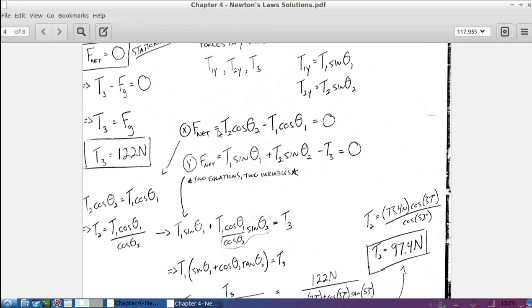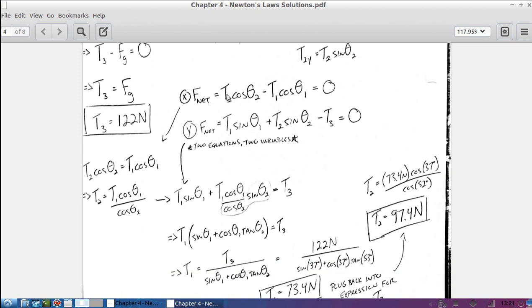So I'm going to take F net in the x direction. You could solve it for T1 in terms of T2, or you can solve it for T2 in terms of T1, whichever you want to do. I'm going to solve it for T2, and I'm going to get an expression for T2, and it's going to have T1 in it. So whatever I get for T2, I'm going to plug in here, in my F net in the y direction, and then I'll know everything else and I'll be able to solve for T1.